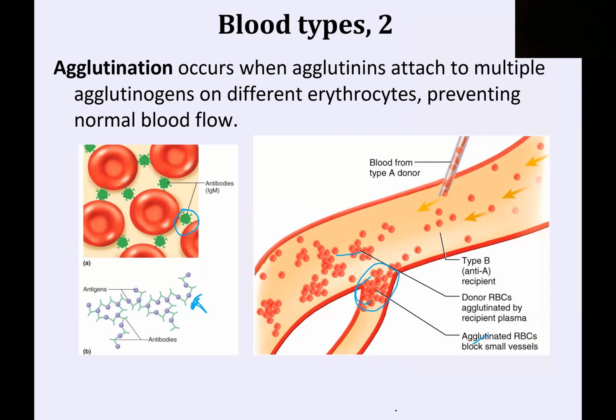And it means it's a clump. This is not a clot. In a clot, you're going to see proteins and platelets. In a clump of erythrocytes, you're going to see the agglutinins or antibodies and the agglutinated erythrocytes. So this is what happens when you get the wrong blood type.